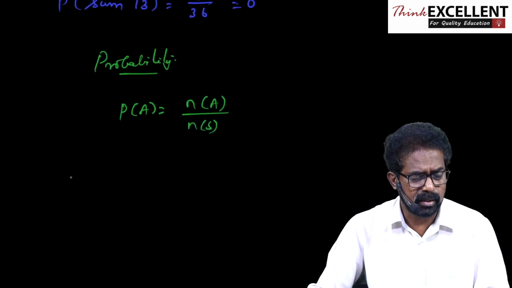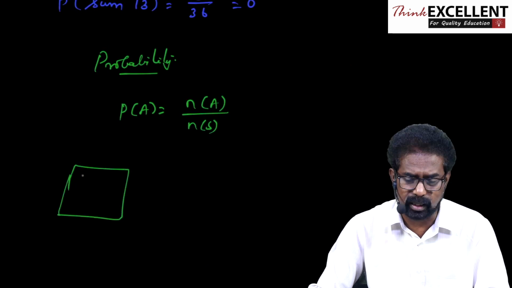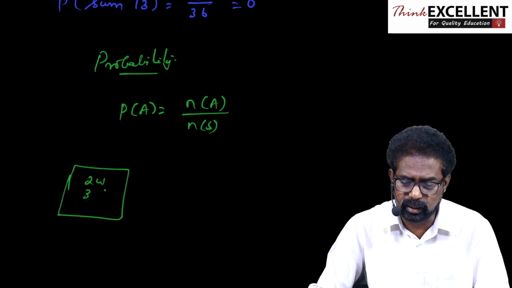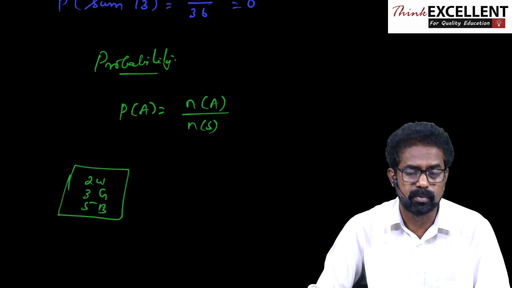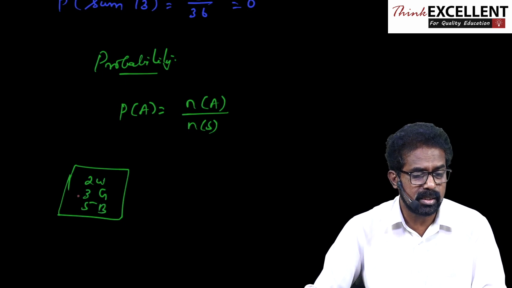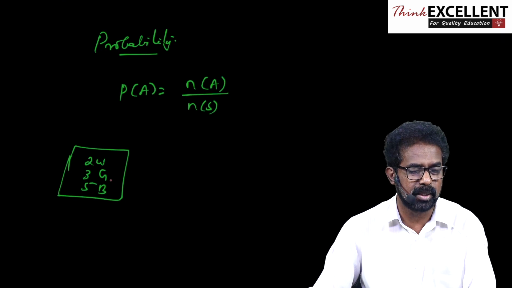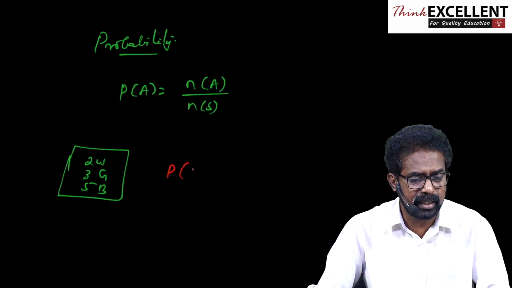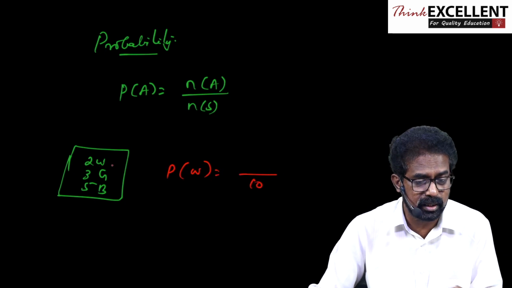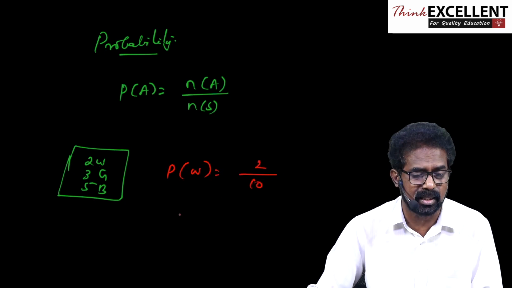Then in bags, suppose a bag contains 2 white, 3 green and 5 blue balls. Now we know the total number of balls is 10. So for any question, the denominator you write 10. Probability of getting a white ball, denominator 10. Favorable case, white ball. How many white balls are there? 2. So it is 2 by 10. You can cancel and write.